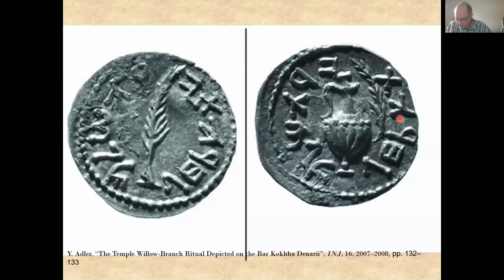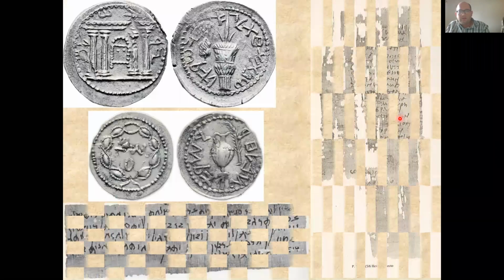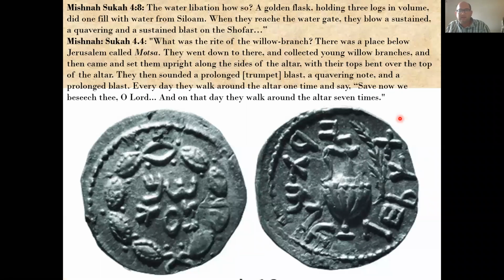So what is it? Adler suggested to identify the branch as a willow branch, the aravah, which was used in a ceremony in the temple on the festival of Sukkot in close conjunction with the water libation ceremony. The willow branch ceremony is described in the Mishnah. What was the rite of the willow branch?